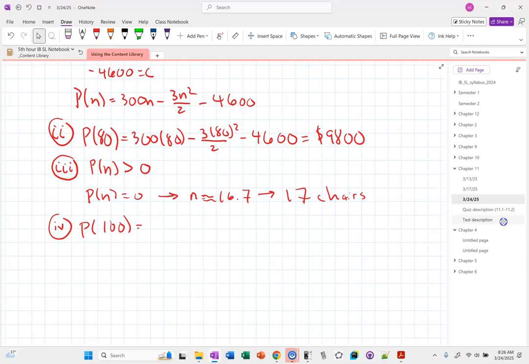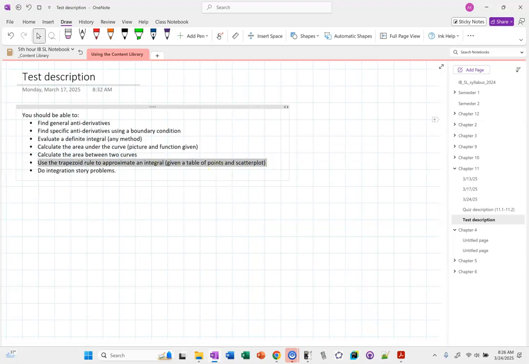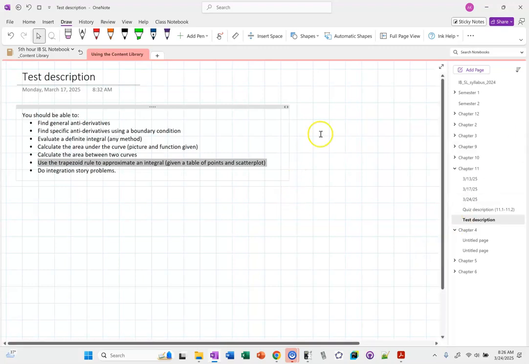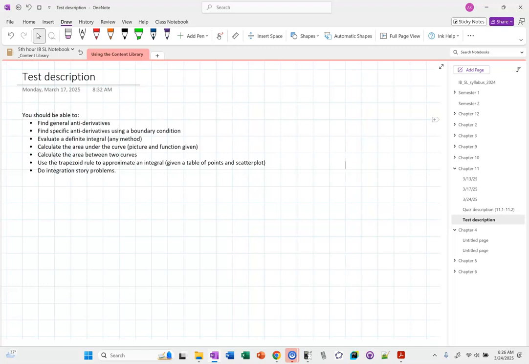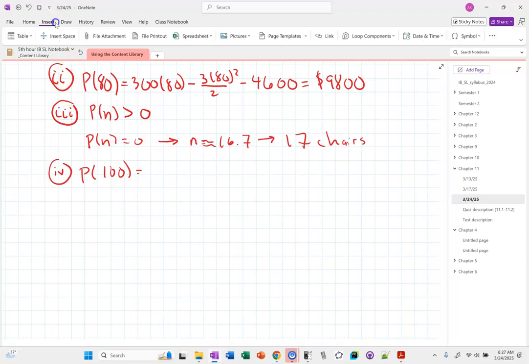Let me look at, do we remember how to do the trapezoid rule? No. Ugh. They're just adding up a bunch of trapezoids. Yeah, I mean, sure.